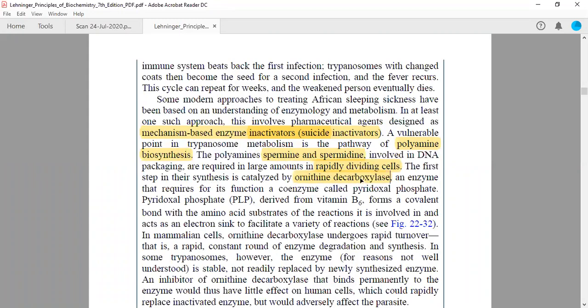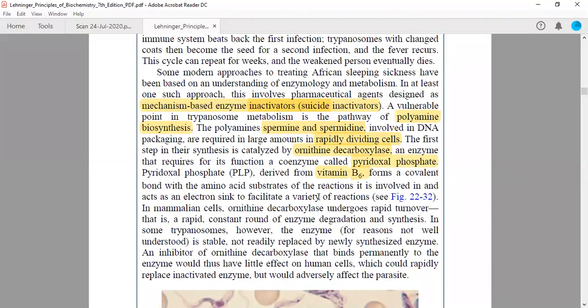This ornithine decarboxylase, you have also discussed in our previous classes. It is an enzyme that requires a coenzyme called pyridoxal phosphate for its function. Pyridoxal phosphate, PLP, is generally used in amino group transfers. It is derived from vitamin B6, which we have also discussed, and forms a covalent bond with the amino acid substrate of the reaction. It acts as an electron sink and facilitates a variety of reactions.